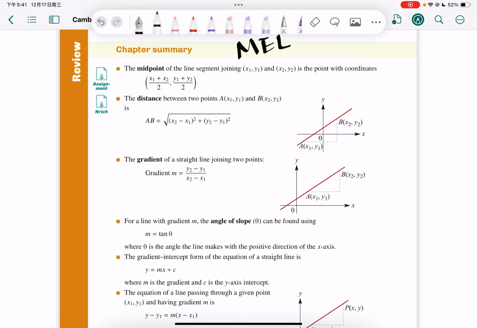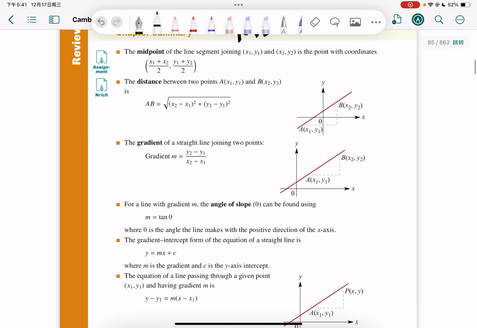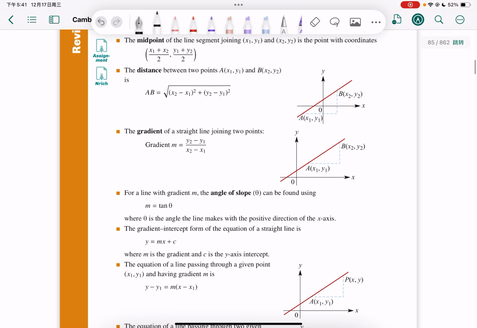Everyone, this is Mel. Today, let's go through Chapter 2, Reviewing Coordinate Geometry. This is about the expression of a straight line.